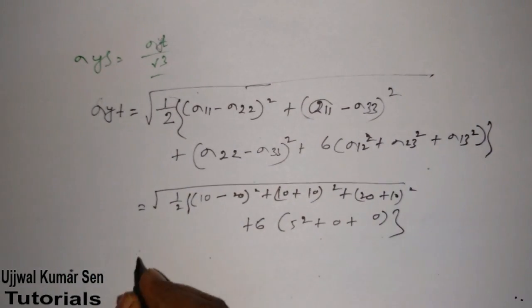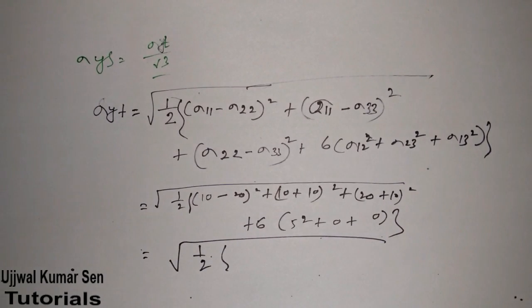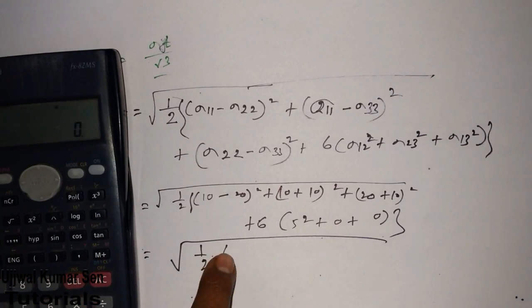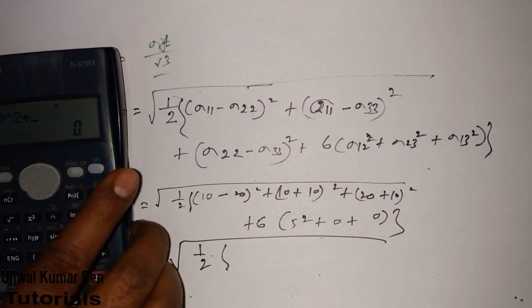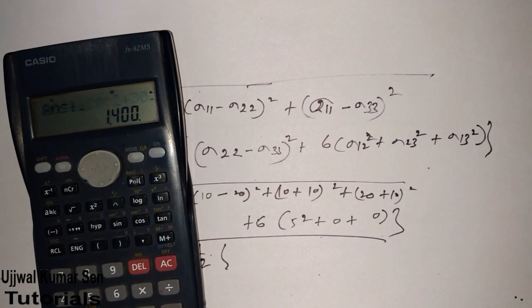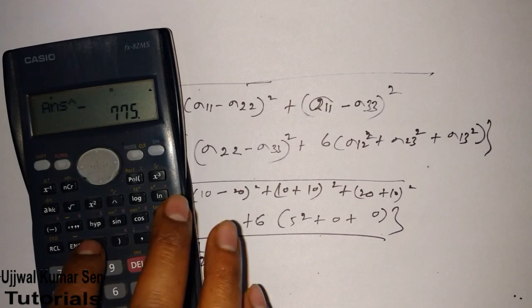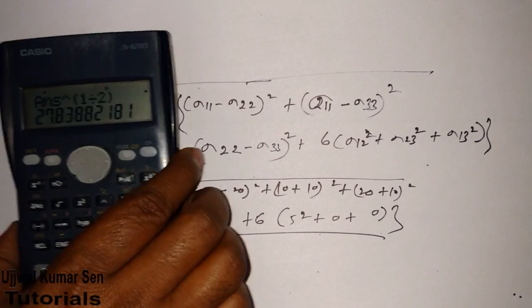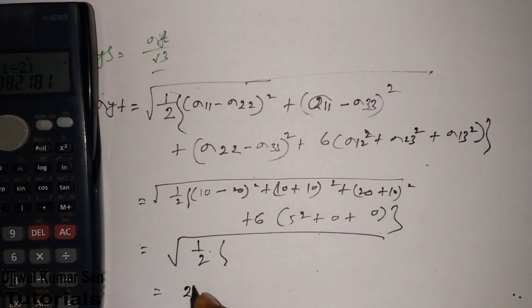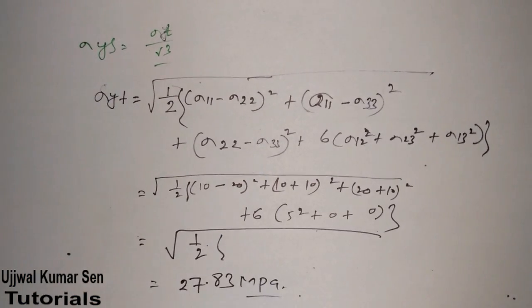After solving, what we got here, I need a calculator to share with you what exactly we are getting. 10 minus 20, 10 square, I hope you can see, plus 20 square plus 30 square is equal to 1400, plus 25 into 6, is equal to this much, by 2 is equal to this much. And if I do this, the value we are getting is 27.83 megapascal. So this is the value for YT.